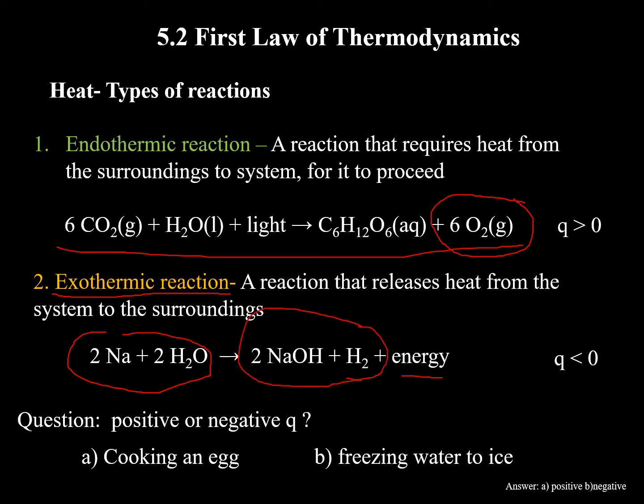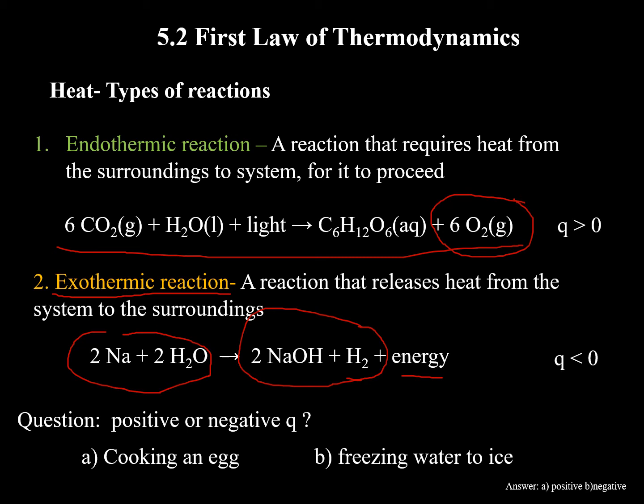Examples of exothermic reaction: when you have a strong acid plus a strong base, you put your hand on the beaker. If you add a strong acid and a strong base, you'll feel that the beaker is warm, meaning that it's giving off energy. If you light a match, that is also an exothermic reaction because you get heat, you get light from the match, so it gives off energy.